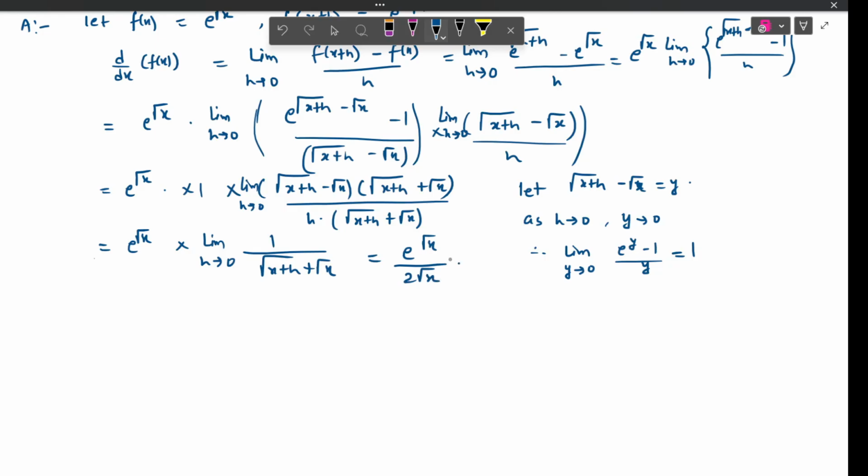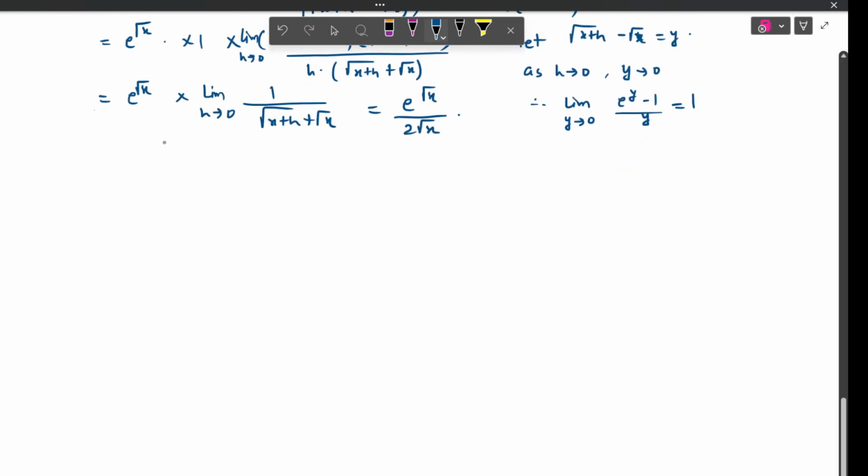Okay. So this is the example from first principle. I think you have understood how to solve this from first principle. If it is in your syllabus, then look into it, or otherwise you can skip this part. Okay. Now we are moving forward to our next topic.